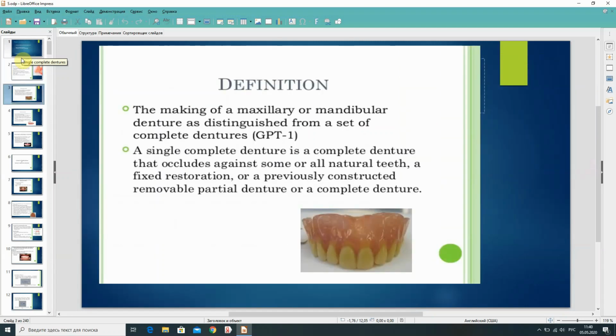Definition. The making of a maxillary or mandibular denture as distinguished from a set of complete dentures. A single complete denture is a complete denture that occludes against some or all natural teeth, a fixed restoration, or a previously constructed removable partial denture or a complete denture.